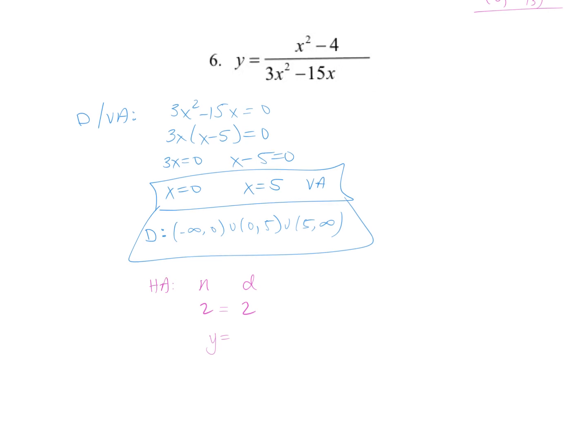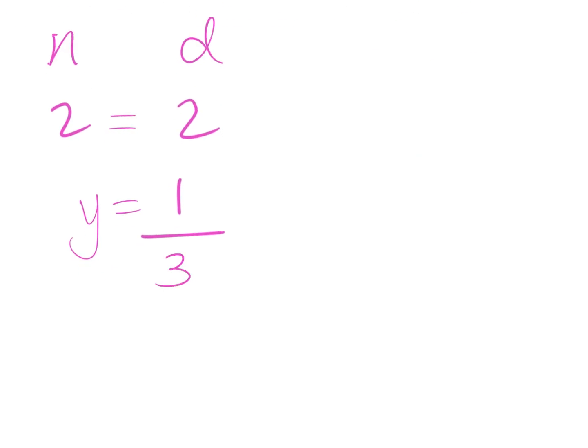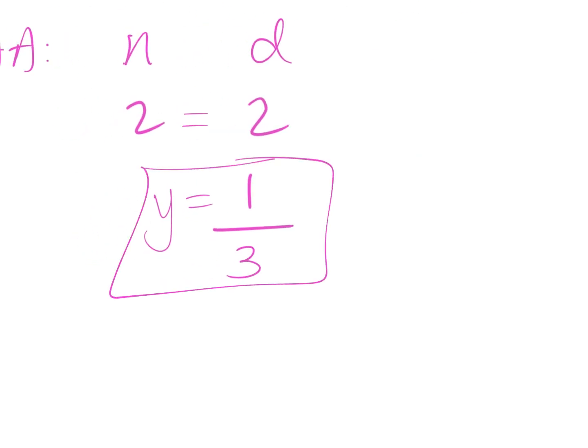So what's the leading coefficient of the numerator? 1. What's the leading coefficient of the denominator? 3. Your horizontal asymptote is at y equals 1/3. It's a fraction. That's okay. It's just between 0 and 1. No big deal.